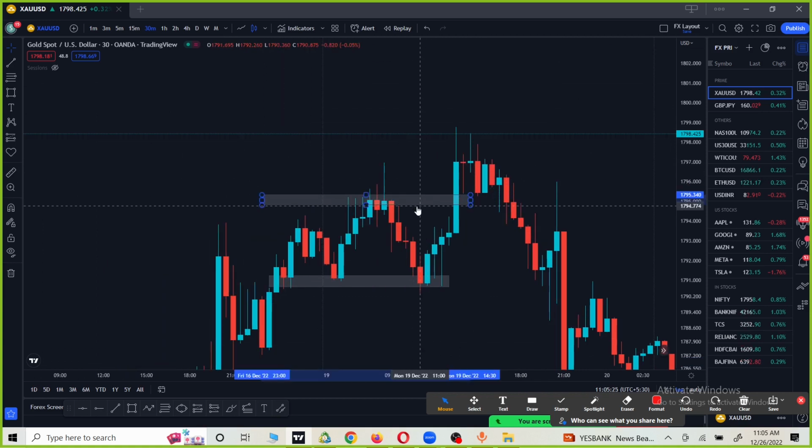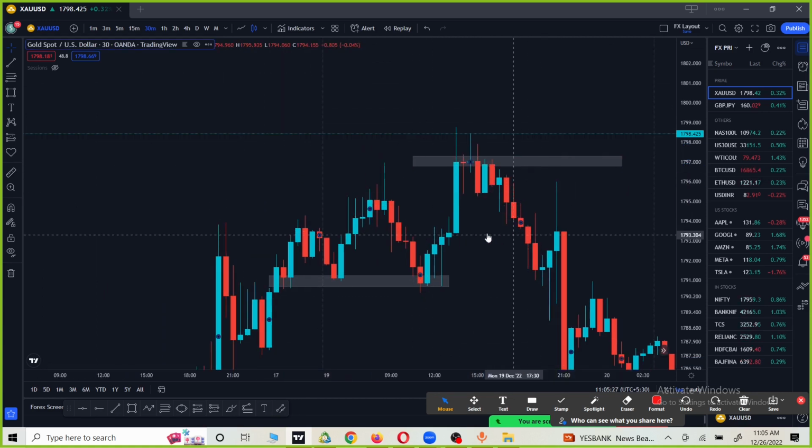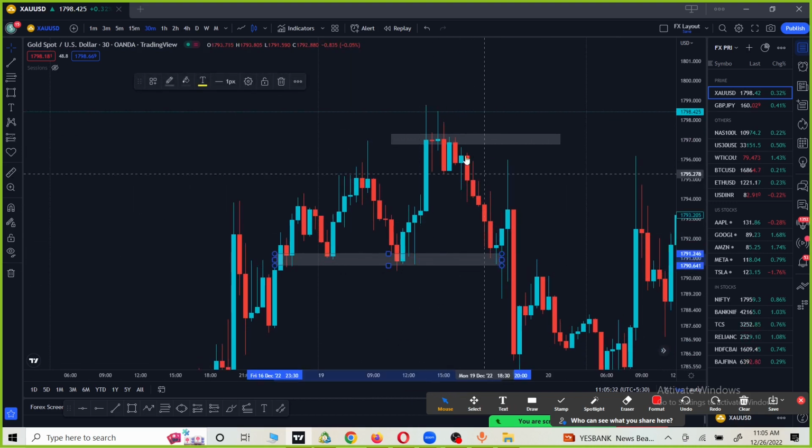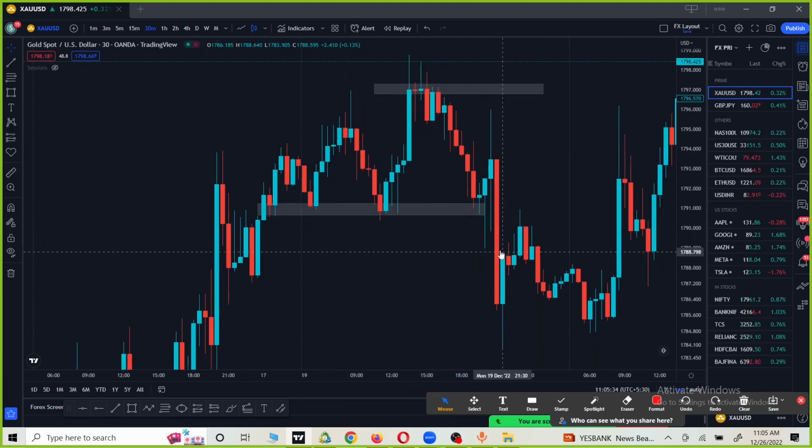So now, as we could see, we are going to move our resistance to right here, and the support is going to be the same. So we did not break the high, didn't break the low, and this candle broke the low, but it closed pretty far away. And also, I don't trade during this time, so if you are trading, you have to do the same process as I do.